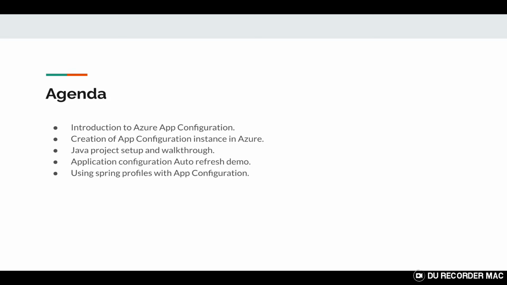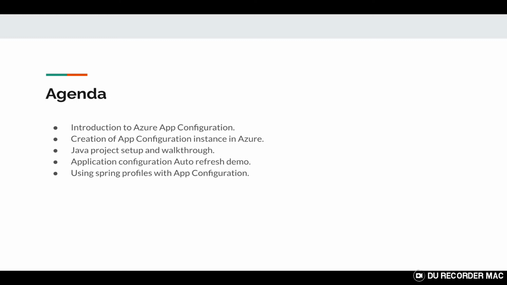And lastly, we'll be going through two of the most important concepts. One is accessing the App Configuration, and also how the auto refresh works, like if we update any property in the App Configuration, how you will get the changes automatically in your application. And the last one is how we will be using Spring profiles with App Configuration. Okay, so let's switch to the Azure portal now.